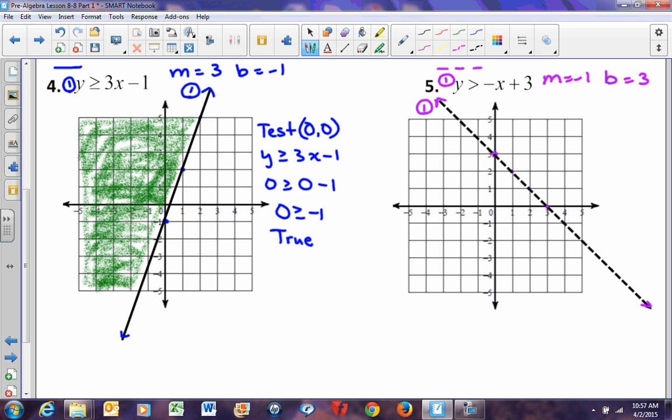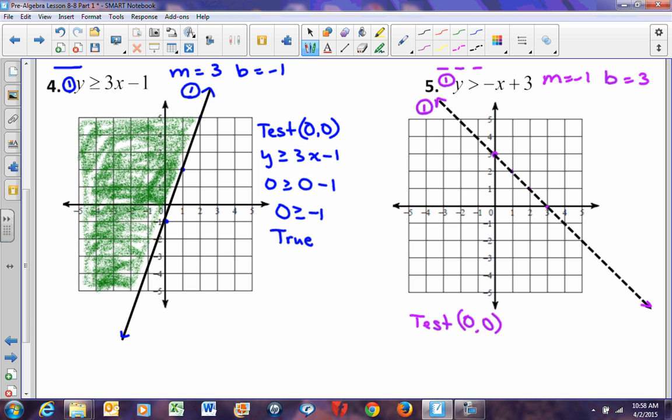Now I need to test to see if I need to shade to the right side or to the left side, or what some people might say above or below my dashed line. So I'm going to test the point 0, 0. Okay? Because it doesn't go through 0, 0. If it does go through 0, 0, pick a point that is clearly, definitively on one side of the line or the other. Preferably one that has a 0 in it, because it makes it a little easier.